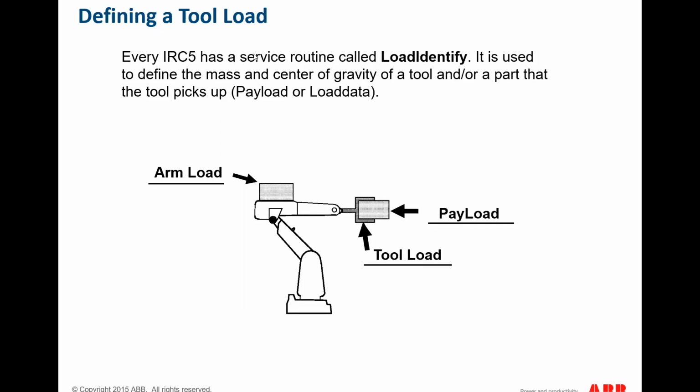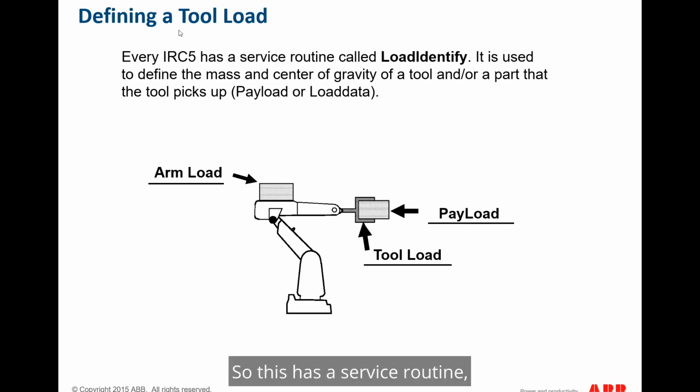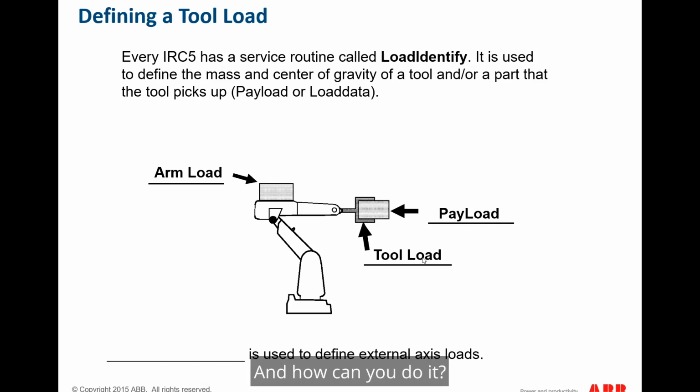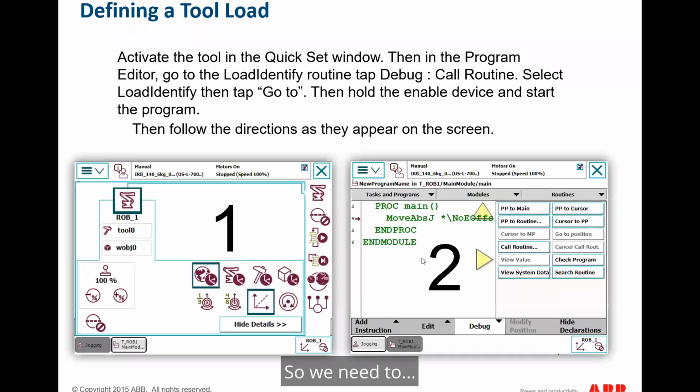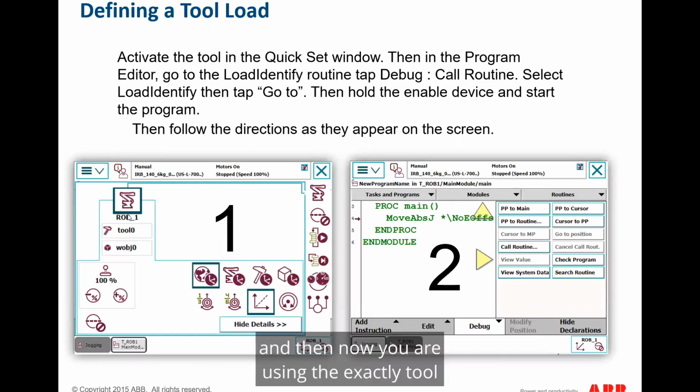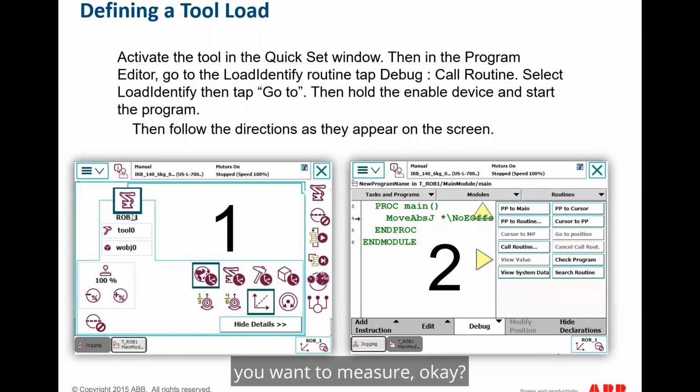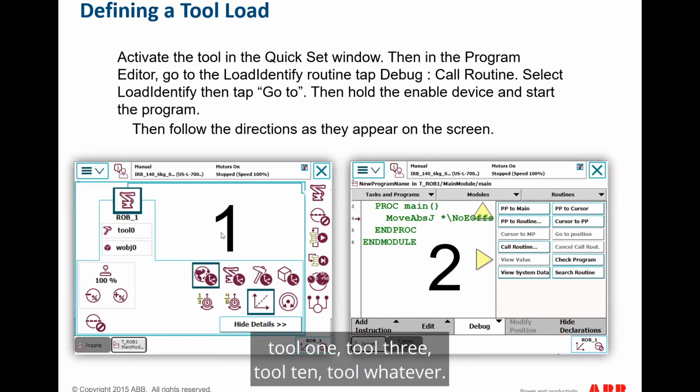This service routine is to try to find out the tool load, and how can you do it? Before we define a tool load, first make sure to check that you are using exactly the tool you want to measure. It is not necessarily tool 0. Maybe it's your own tool, tool 1, tool 3, tool pin, tool whatever.